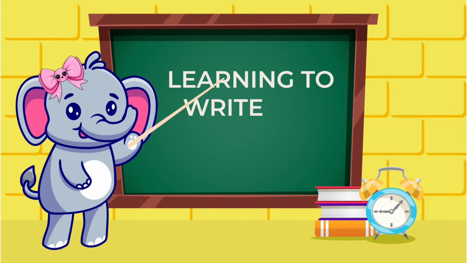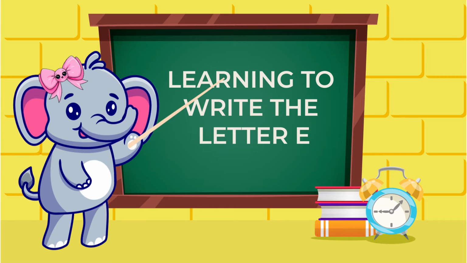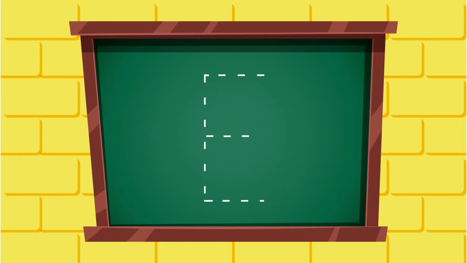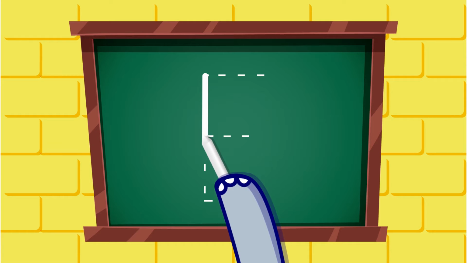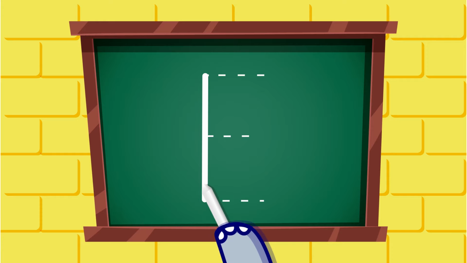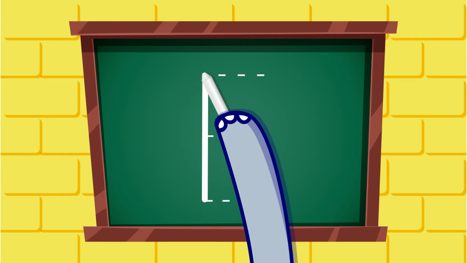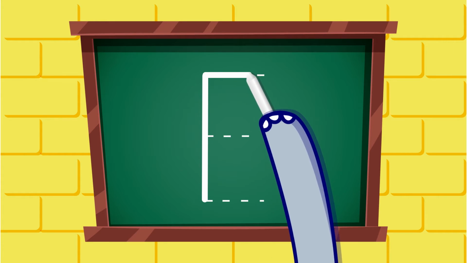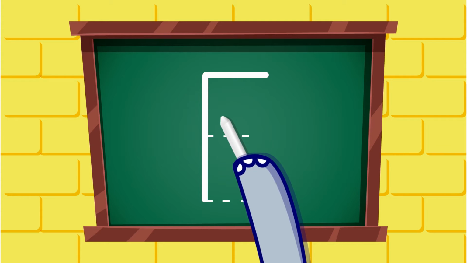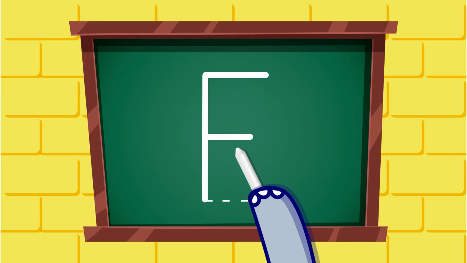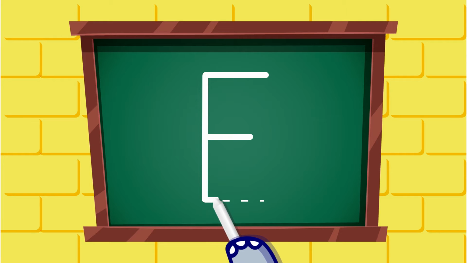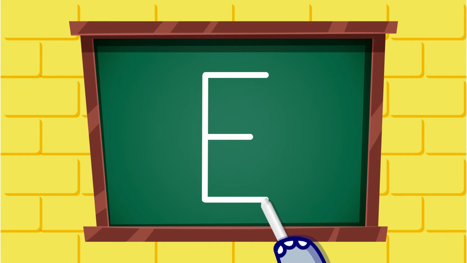Let's learn how to write the letter E. To write uppercase E or big E, start at the top and make a line down. Go back to the top and make a line across. Then go to the middle and make another line across. Now go to the bottom and make one more line across.